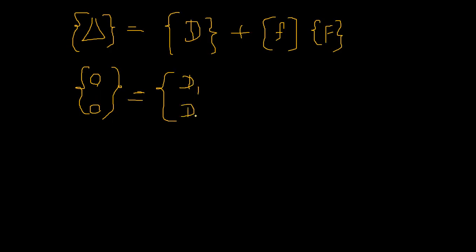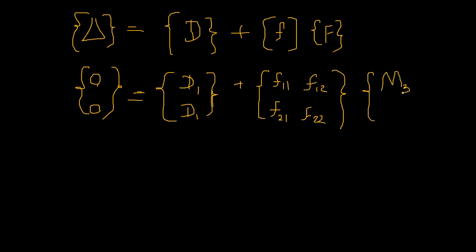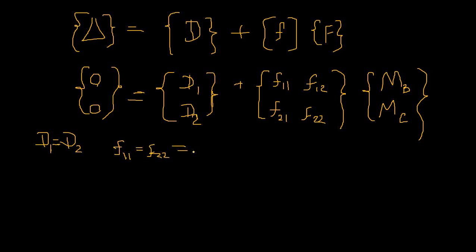So I will write D1 and again D1. Why? The D1 with D2 was equal, right? And I got F11, F12, and F21 is equal to F12, right? You remember, for this case only. And finally, since this is symmetric, MB is also equal to MC, right? So I will write it here, D2. Since D1 equals D2 and F11 is equal to F22, for this case only, I will write it as lambda. I will write F21 is equal to F12 is equal to mu. Okay, I can write like this.